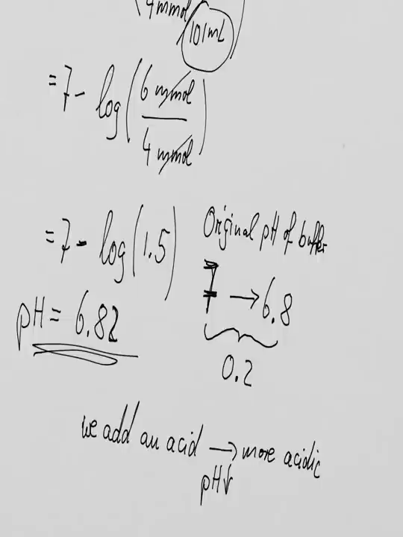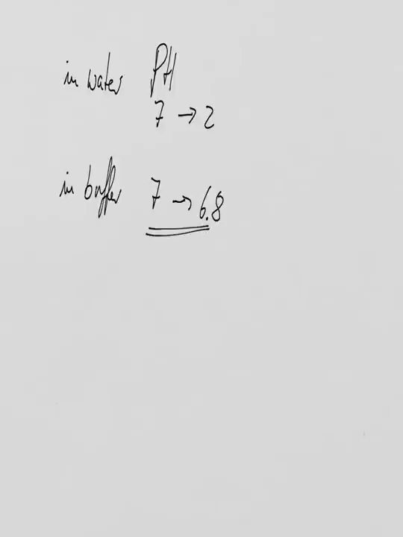So now let's compare what we found. In water, the pH goes from 7 to 2 when we add the acid. In buffer, the pH goes from 7 to 6.8. And this change of 0.2 is something that many living organisms can deal with. A change of 5 pH units is usually lethal.